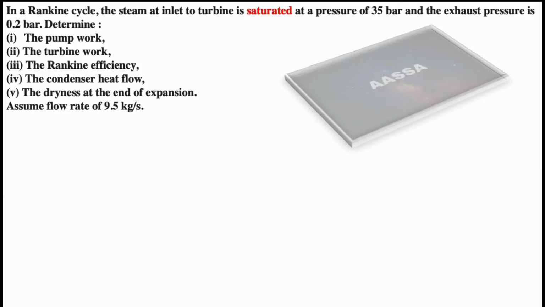Welcome. In this video, we're going to look at vapor power cycles. Okay, so I'll give you a question. In a Rankine cycle, the steam within the turbine is saturated. The reason I've highlighted that it's saturated is because it tells us a lot of things. We're going to look at it.